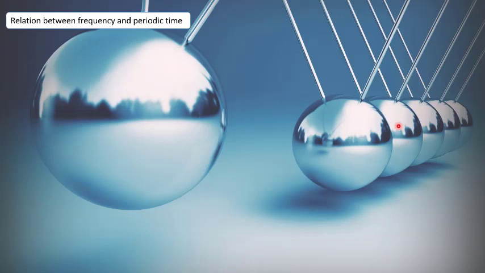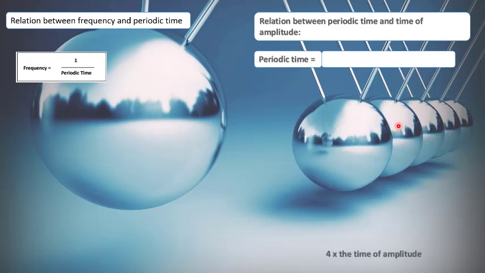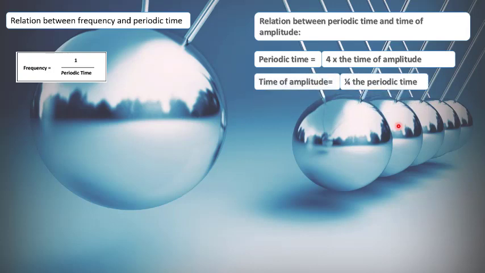The relation between frequency and periodic time can be calculated from this law, frequency equals 1 over periodic time. The relation between periodic time and the time of amplitude: periodic time equals 4 times the time of amplitude. Time of amplitude equals a quarter of the periodic time.